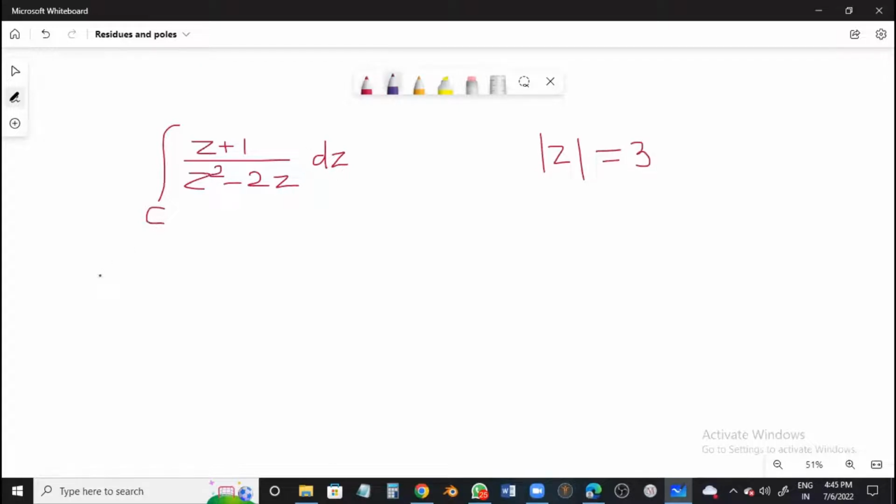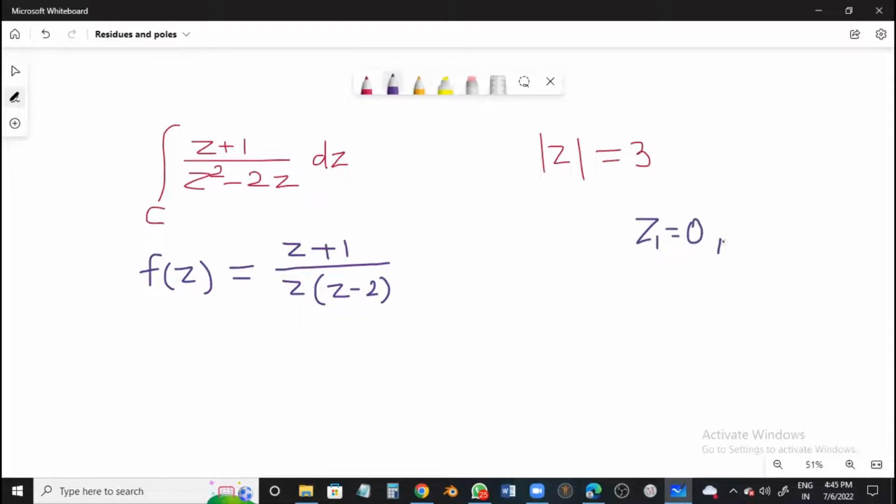Now you can go with your function f of z. How is your f of z? Numerator is z plus 1, no doubt, but the denominator is z in bracket z minus 2. So what does it indicate? What are the points? z equal to 0, where the function will not be analytic, and the second point, 2. At z equal to 2, again you'll have a problem. So what to do? Can anybody guess?